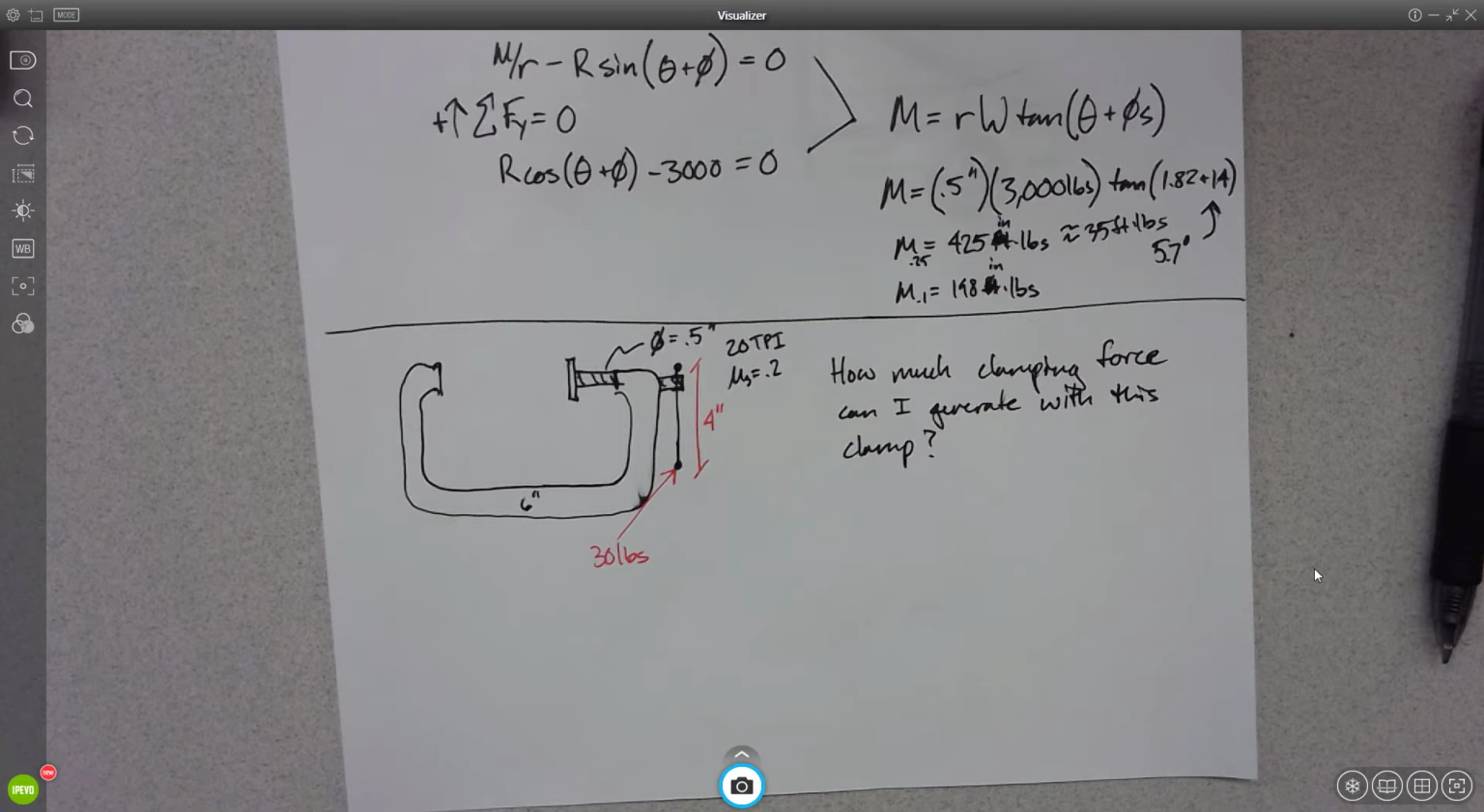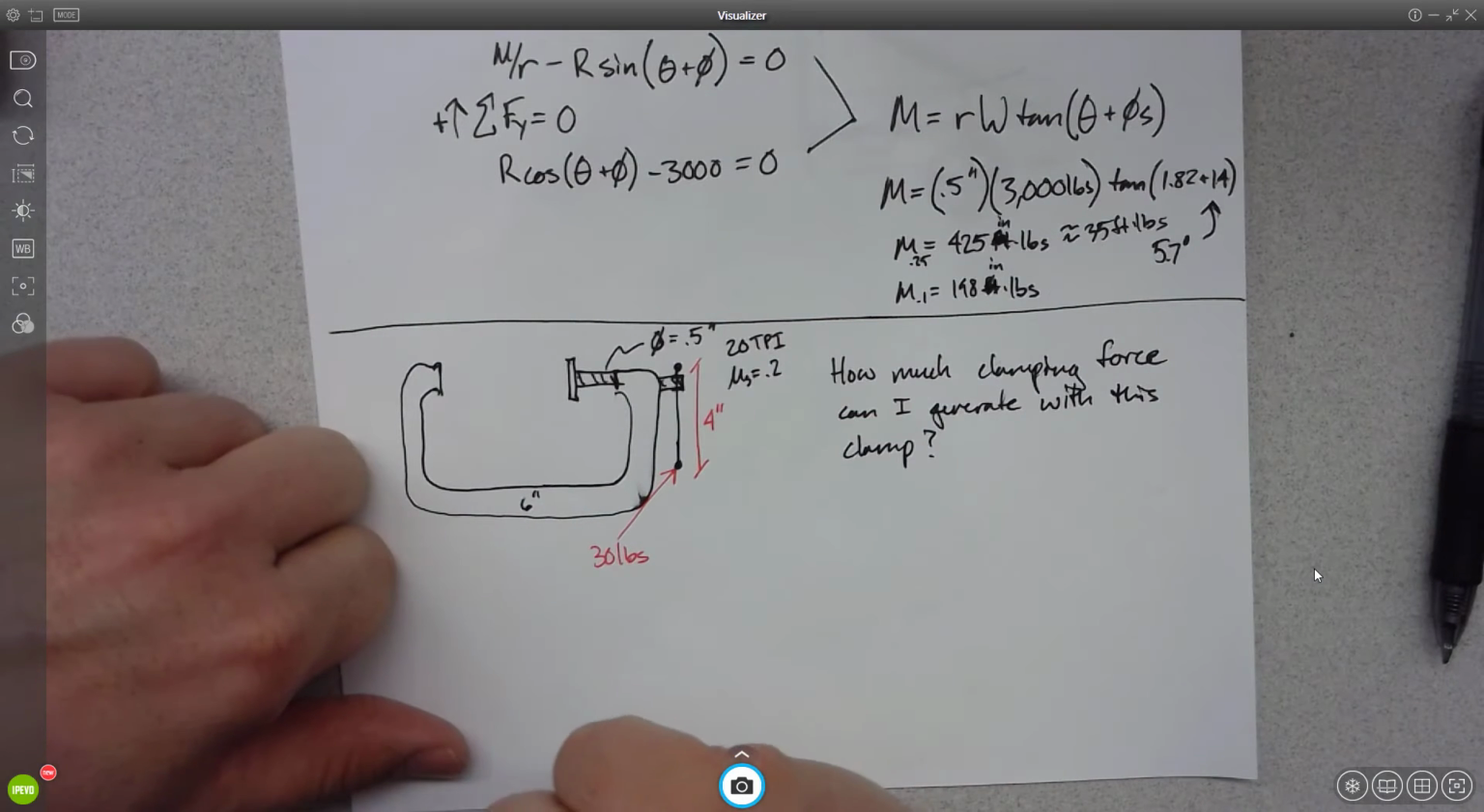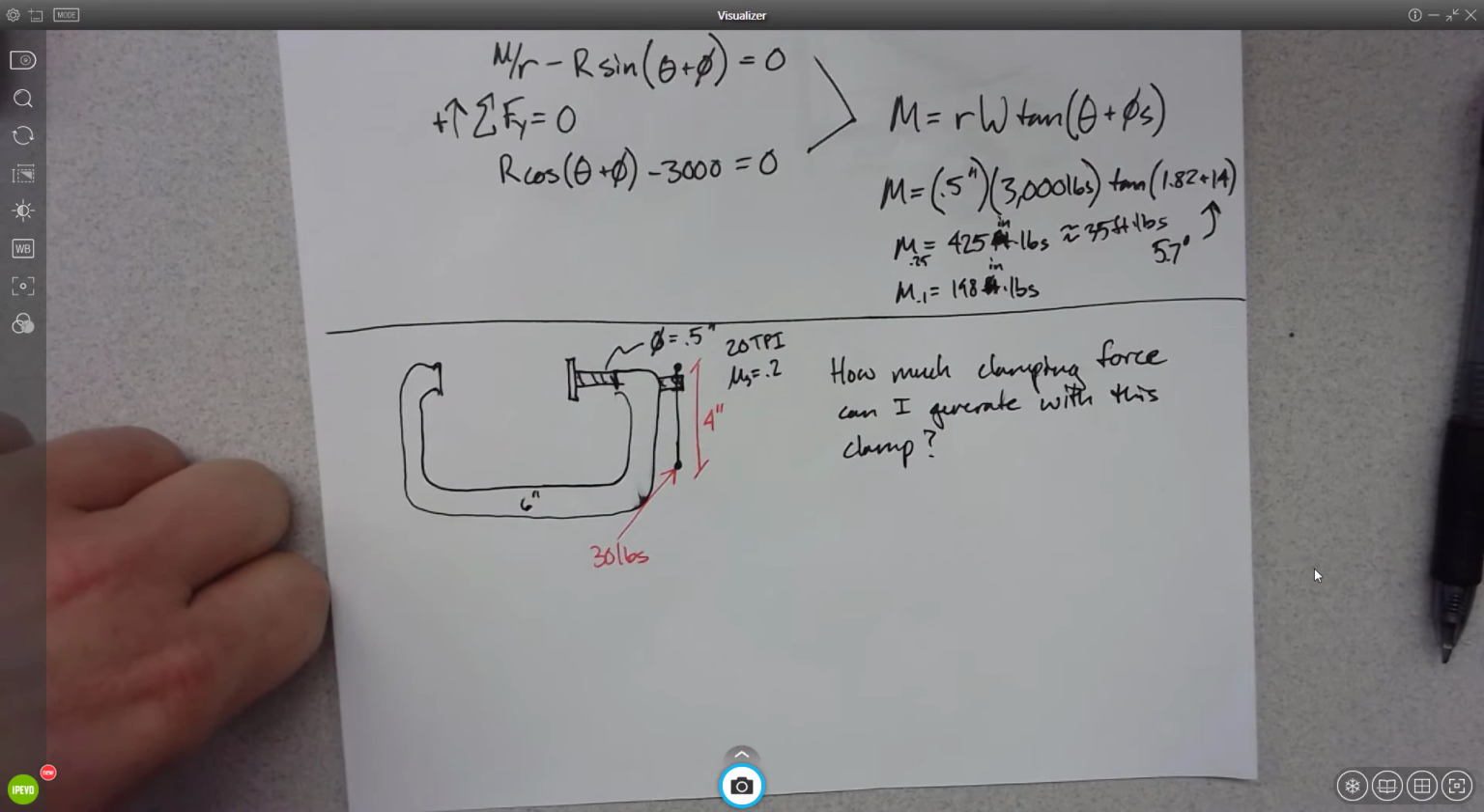I gave you the diameter, and so I'm hoping at this point in your education, this is the diameter symbol. It's a little circle with a slash through it. That means diameter.